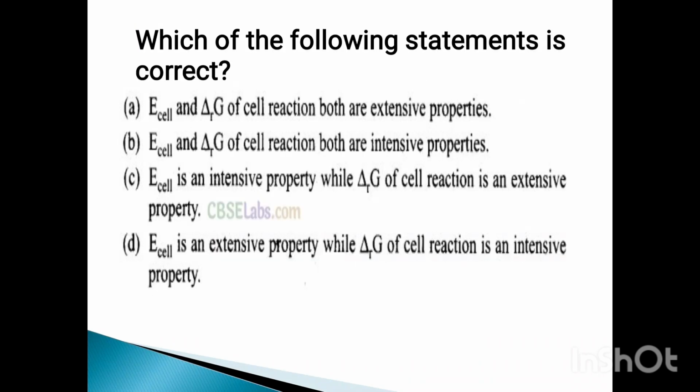Next question. Which of the following statements is correct? Option A. E cell and delta G of the reaction both are extensive properties. Option B. E cell and delta G of the cell reaction both are intensive properties. Option C. E cell is an intensive property while delta G naught of a cell reaction is an extensive property. Option D. E cell is an extensive property while delta G of the reaction is an intensive property.